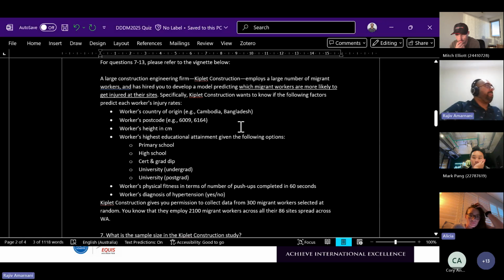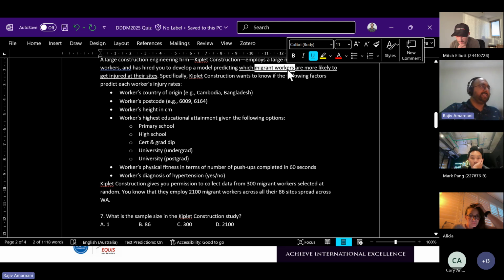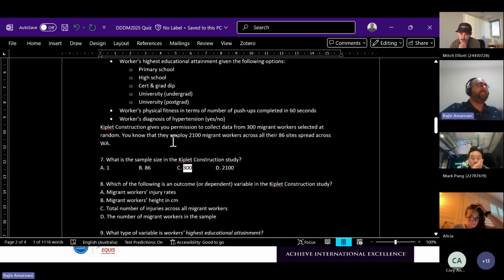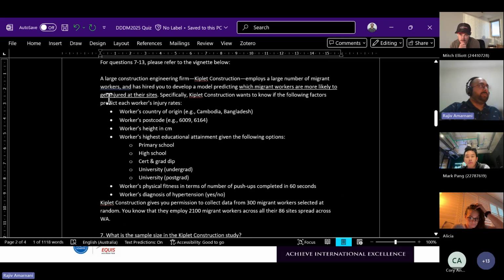Okay, so we have this vignette here, and all the remaining questions are based on this vignette. So what is the sample size? The sample size here is the number of observations, right? Which migrant workers are more likely to get injured means that the observations are the migrant workers, not the sites, but the migrant workers. How many migrant workers are in the sample? 300. So the sample size is 300, which is an outcome variable, trying to predict injury rates.